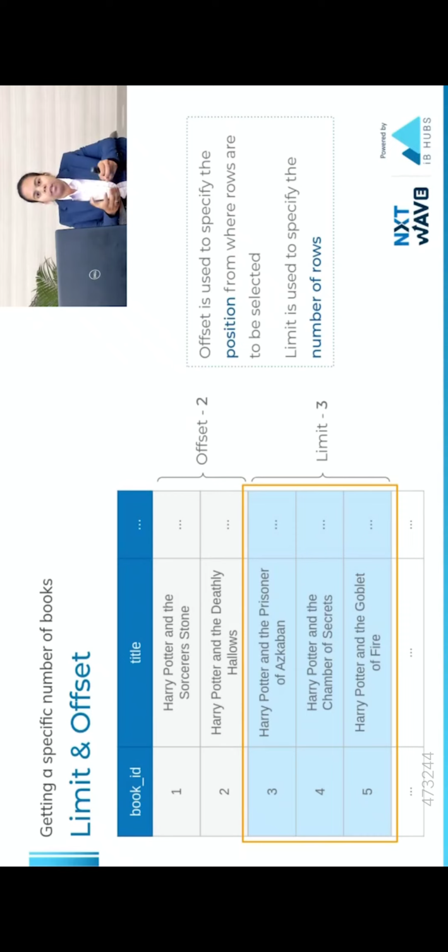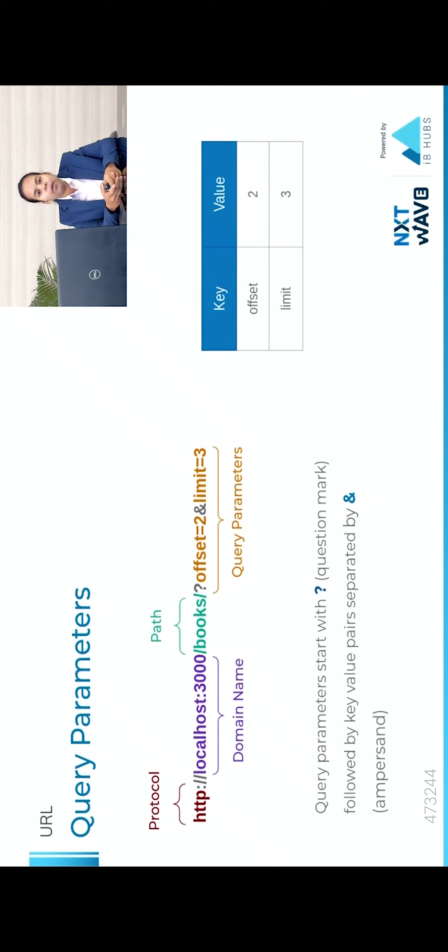Now we can make use of the limit and offset. We have to specify this limit and offset in the API, right? So how do we specify it? For that, we can make use of query parameters. The query parameters, as you can see, start with the question mark, and after that you can mention key value pairs. There you can see offset equal to 2 and limit equal to 3. Offset is a key and the corresponding value is 2. So offset equal to 2 is a query parameter, and limit equal to 3 is another query parameter. You can mention various query parameters and separate them with the ampersand symbol.